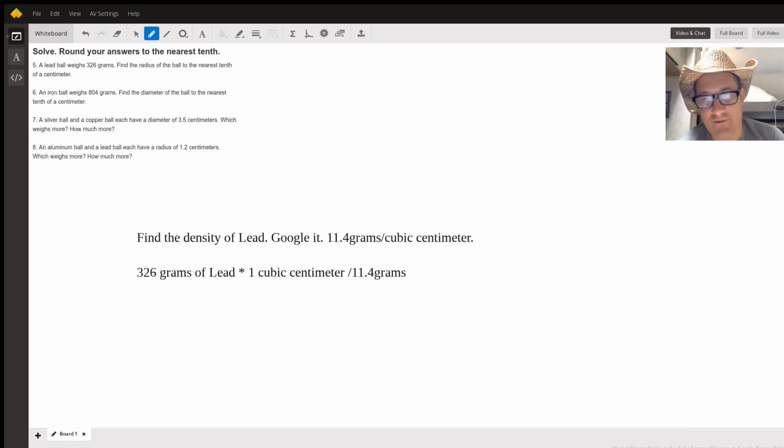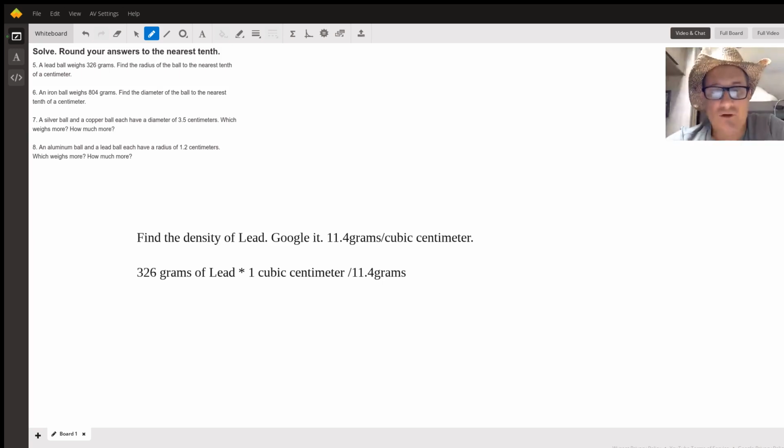The only way you're going to find that radius from just the weight is if you know what the density is. And I Googled it. So what's the density of lead? And I typed it down here. It says 11.4 grams per cubic centimeter. And one cubic centimeter, that's a measure of volume.